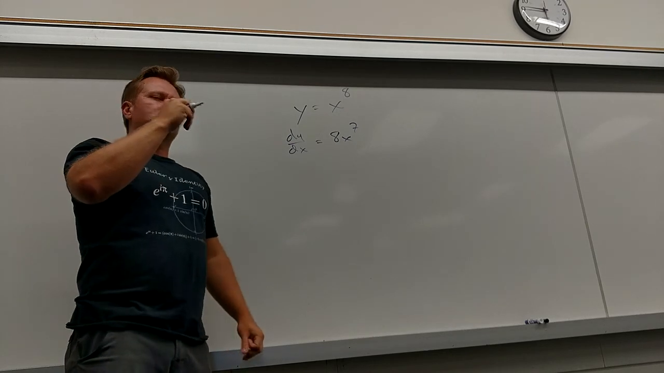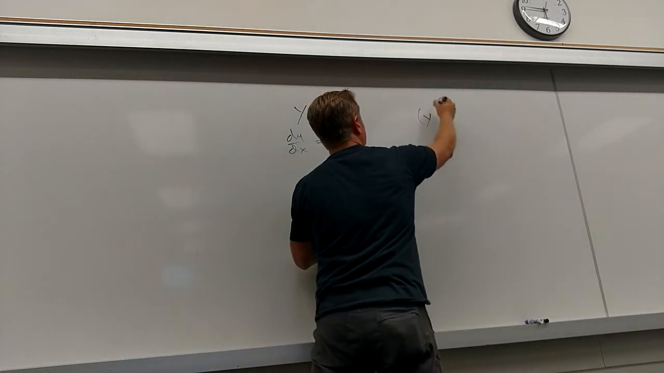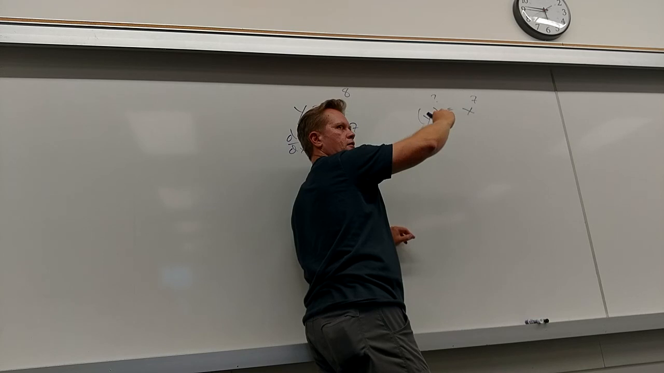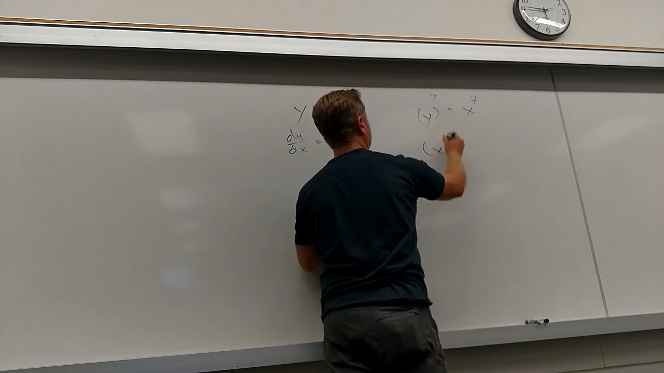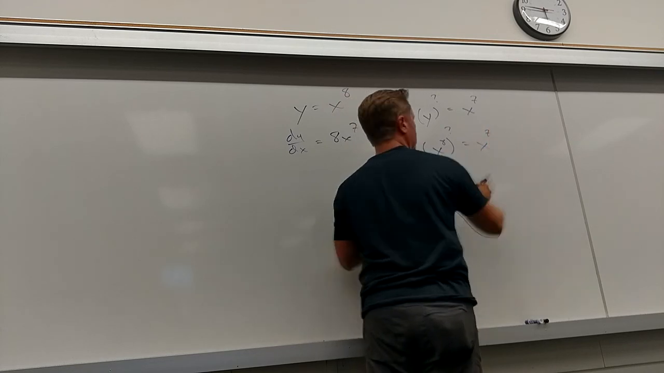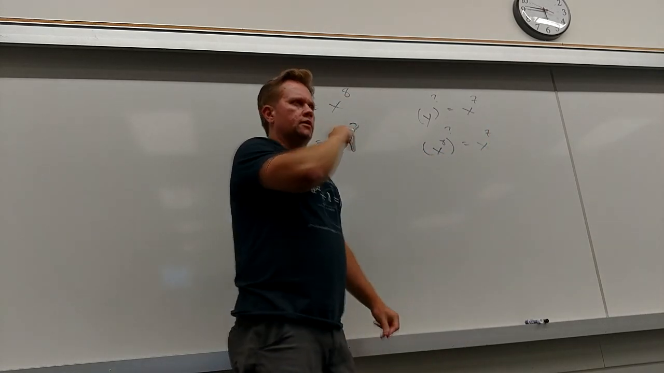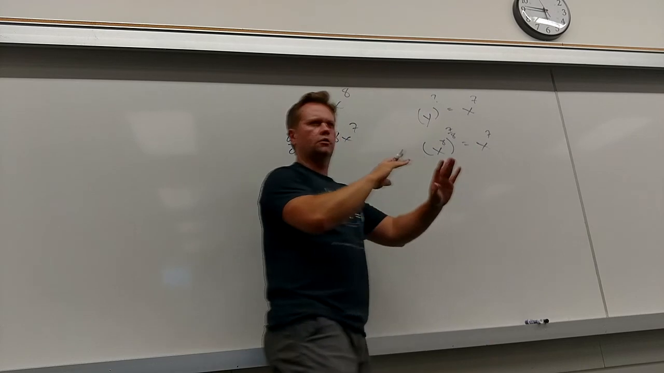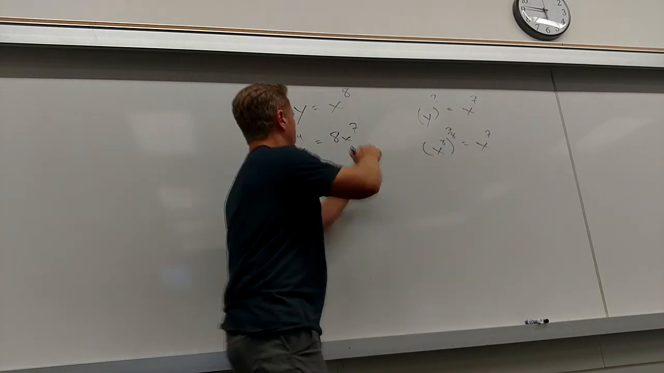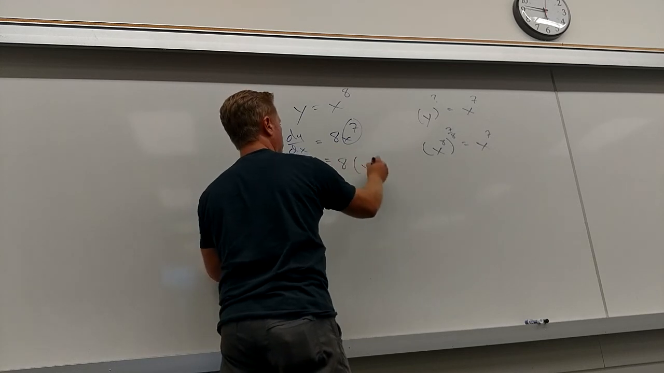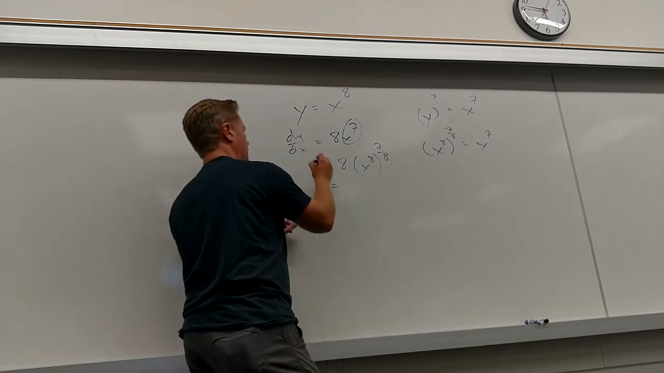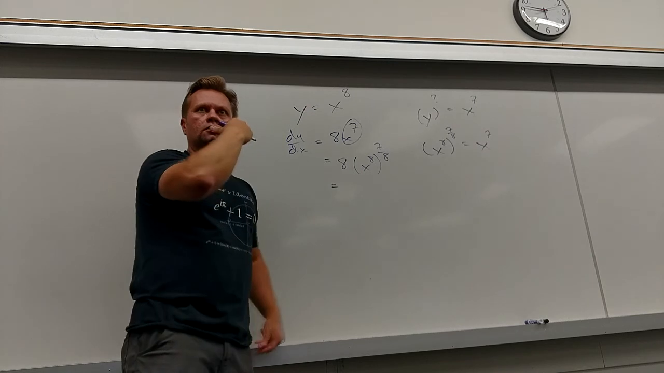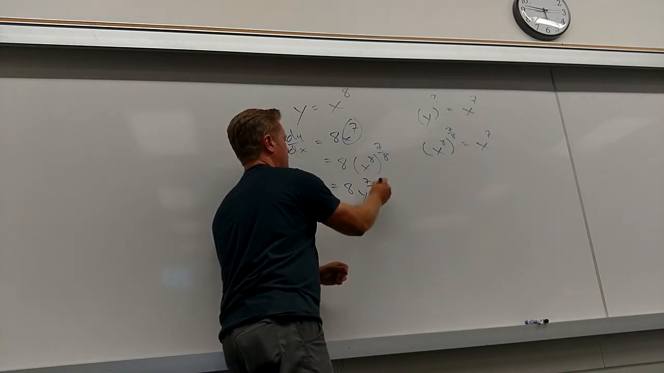Now watch. What power would I raise y to make this become x to the 7th? And what is y? y is x to the 8th. So what power would I raise that to make it become x to the 7th? The 7/8 power, because a 7/8 power would take an 8 and replace it with a 7. So really, x to the 7th is actually x to the 8th to the 7/8. And what's x to the 8th? y. You see how to work that back into the differential equation. So this will be 8y to the 7/8.